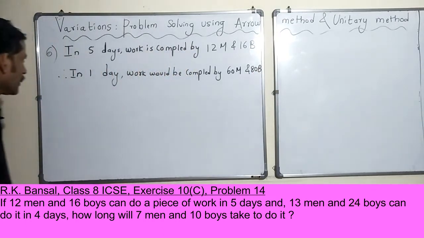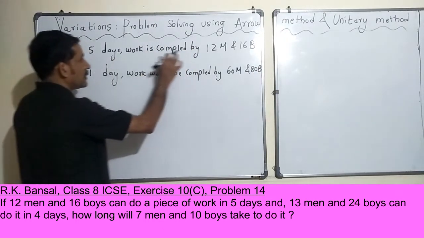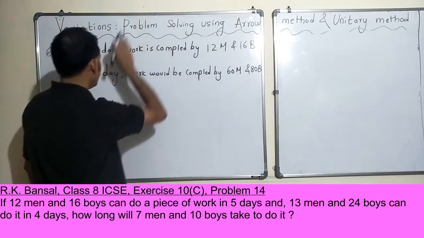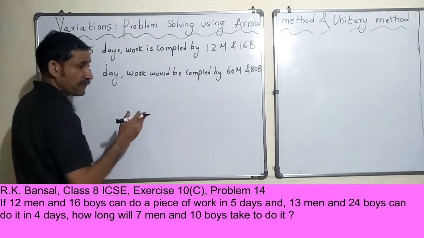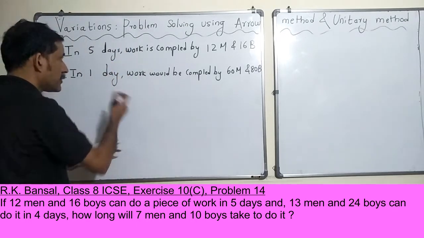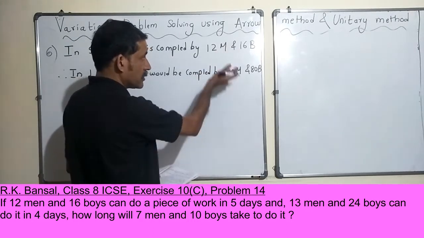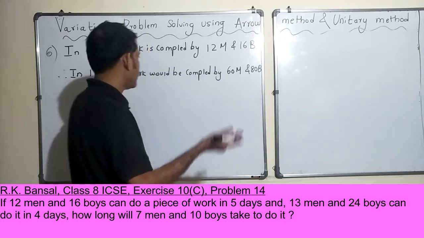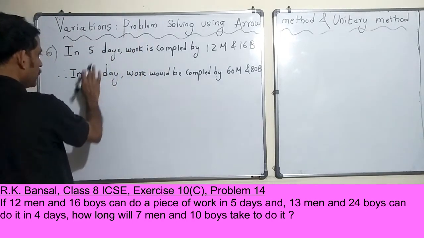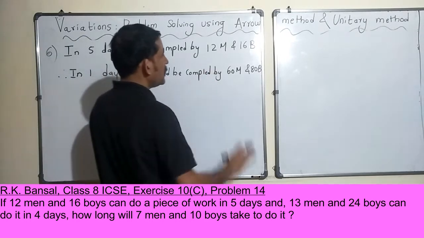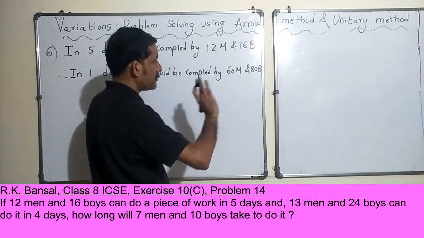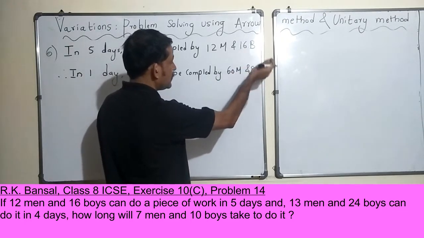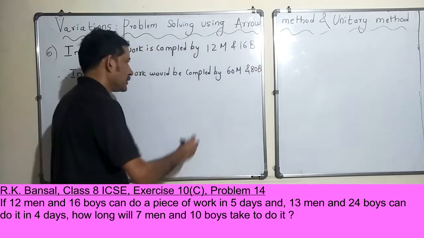Correct, no? In 5 days, work is completed by this many people. If 1 day, naturally the number of workers needs to go up. So I divide this by 5 here. It's a case of inverse variation. If you reduce the number of days, you need more workers, right? So you divide one side by 5, you multiply the other side by 5. I divided here, I got 1, I multiplied this. So this should balance the entire work equation. 12 into 5 is 60 and 16 boys into 5 is 80 boys. Okay, so this is our first result.